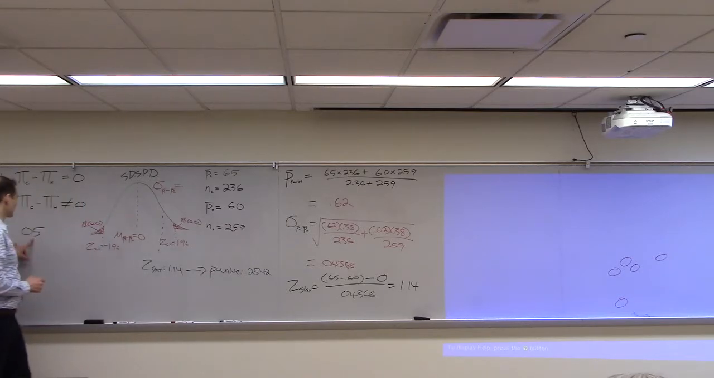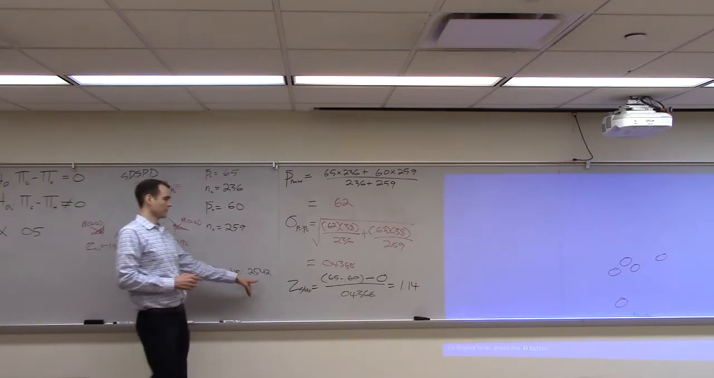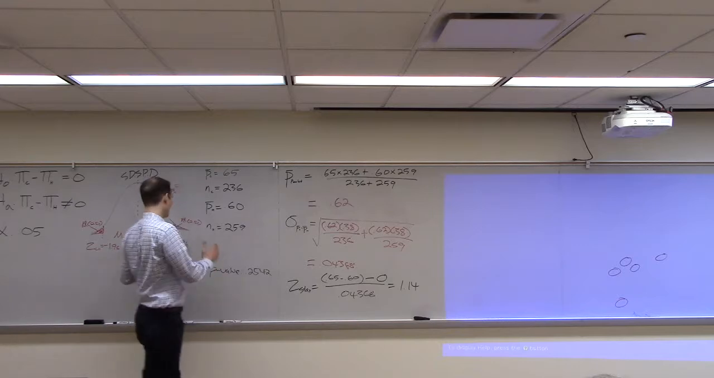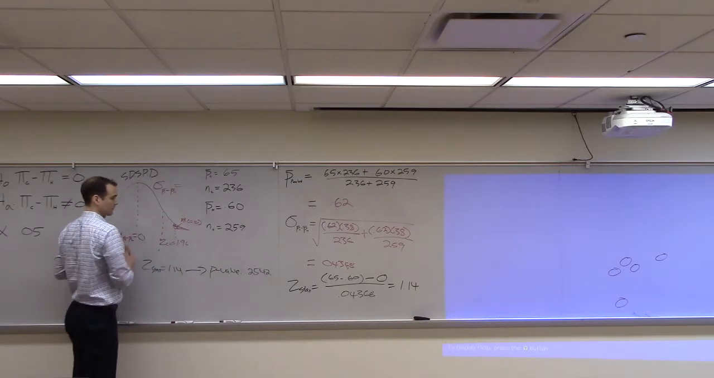If we go to 10, do we reject? Probably 13. We would have to go all the way to 26 before we would reject. We would have to go further in.